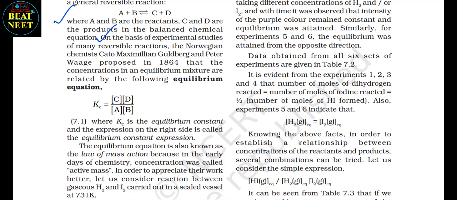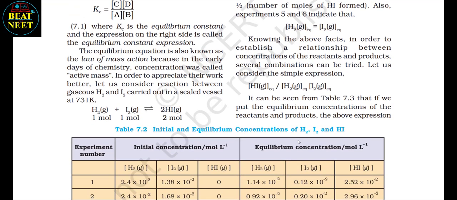Kc is equal to [C][D] upon [A][B], where Kc is the equilibrium constant and the expression on the right side is called the equilibrium constant expression. The equilibrium equation is also known as the law of mass action because in the early days of chemistry, concentration was called active mass, in order to appreciate their work better.